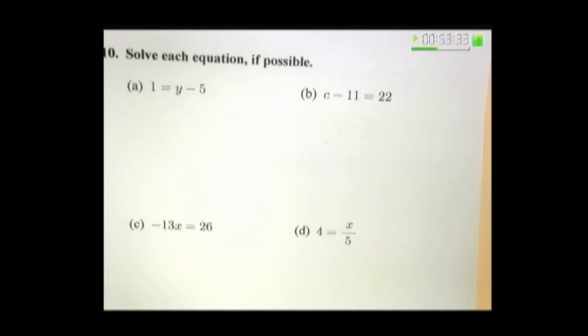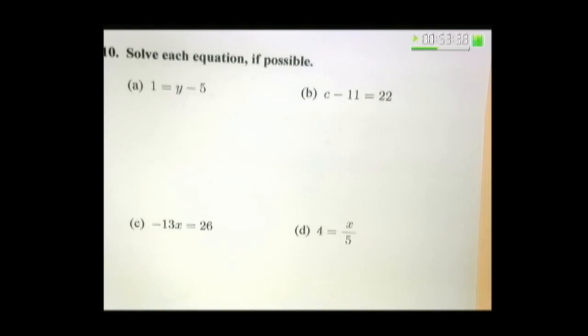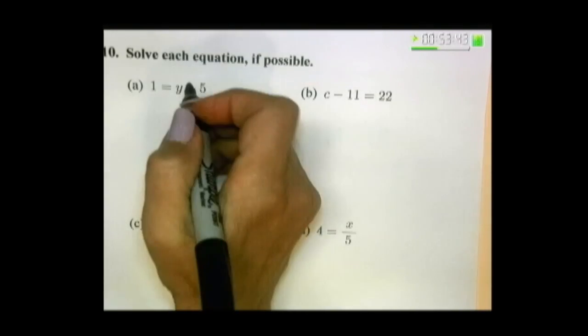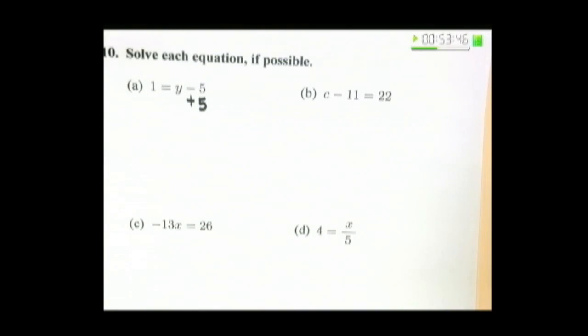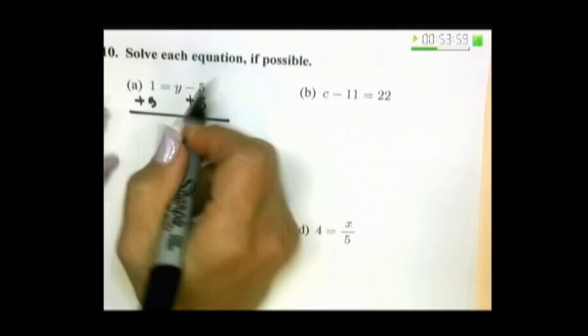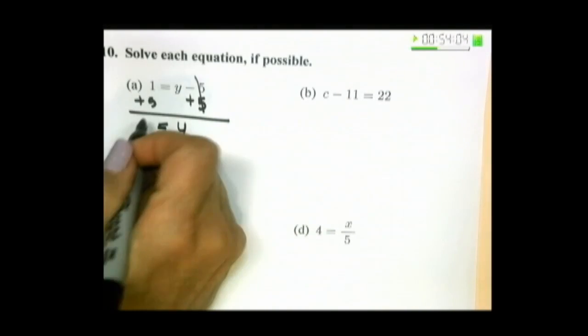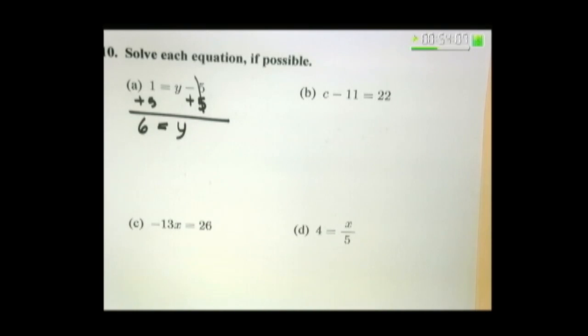So we want to get y on a side by itself. So on the right-hand side with the y, I have a minus 5, which I need to get rid of. So beneath minus 5, I'm going to zero out that column by writing plus 5, because we already learned that when you add opposites, you get 0. So if I add 5 to the right-hand side of the equal sign, I have to add 5 to the left-hand side of the equal sign. So I zero that out. So I only have y on the right-hand side, and 1 plus 5 is 6. That actually says y equals 6.